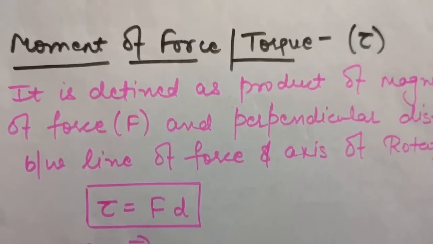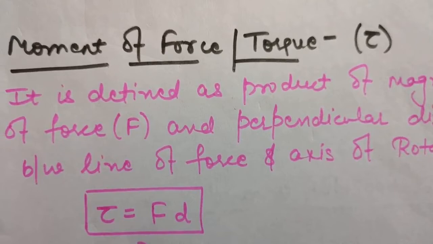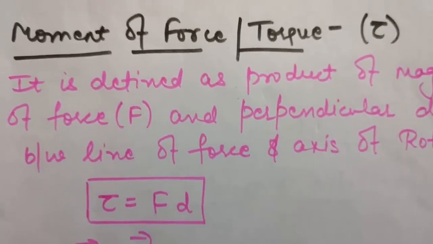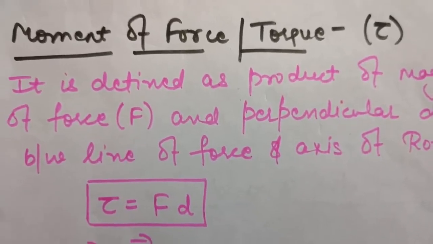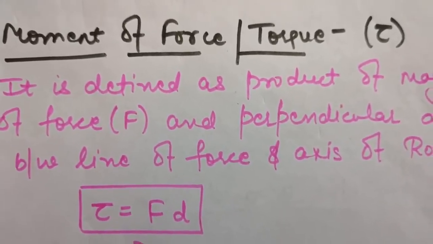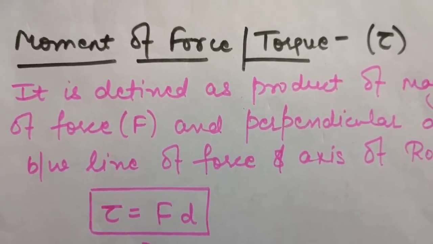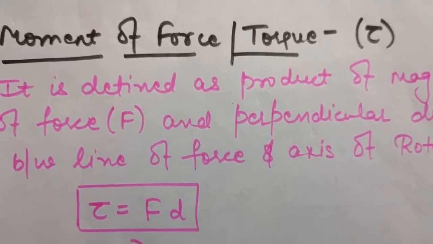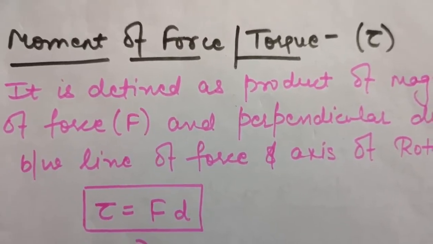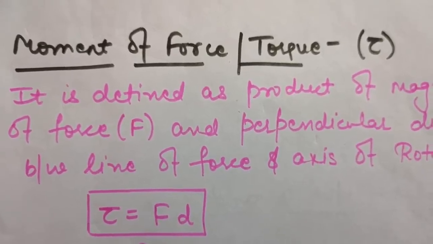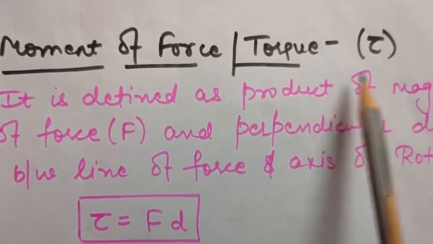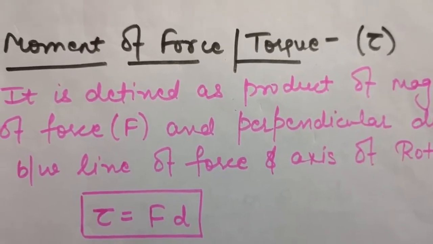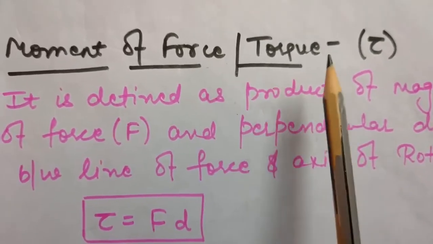Okay, so now let us talk about a very important term in rotational motion, which is moment of force or torque. In linear motion, whenever we apply force on any body, it starts moving, so it has some linear displacement. But in rotational motion, what happens? I will give you examples also. When you apply force on any particular body, it will start rotating. So we say torque leads to rotation. It is also called moment of force or torque.